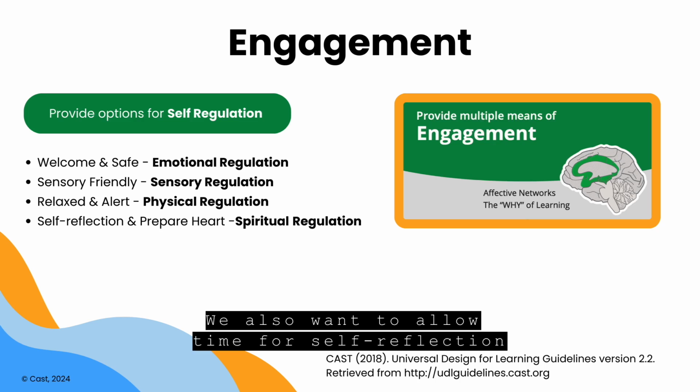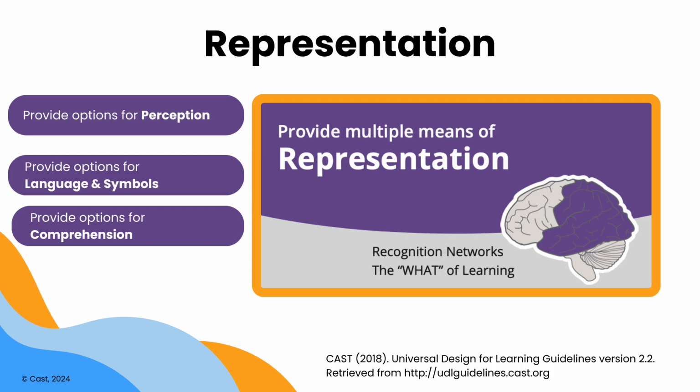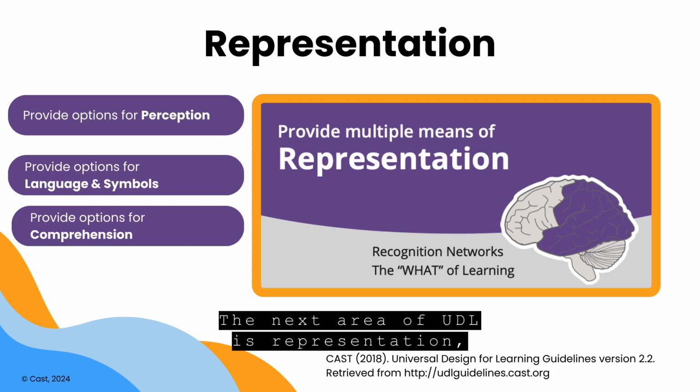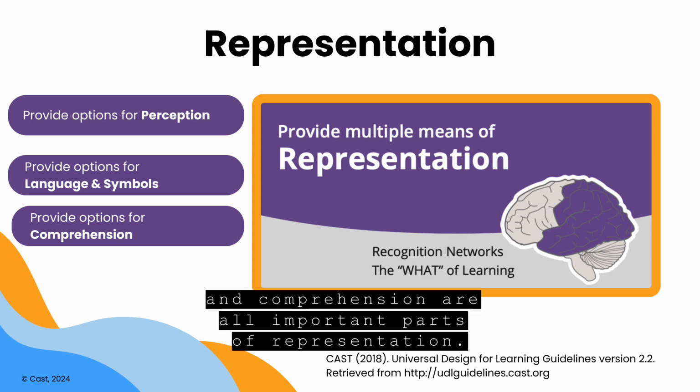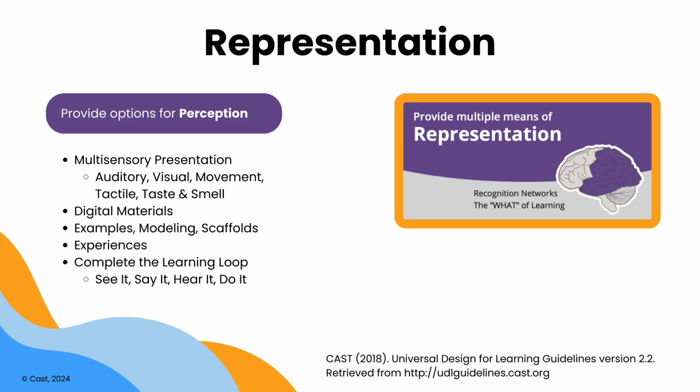We also want to allow time for self-reflection and to prepare our heart spiritually, which I think churches do really well. The next area of UDL is representation, and this is the what of learning. This is where we get into the nuts and bolts of actually teaching and learning. And perception, language and symbols, and comprehension are all important parts of representation.